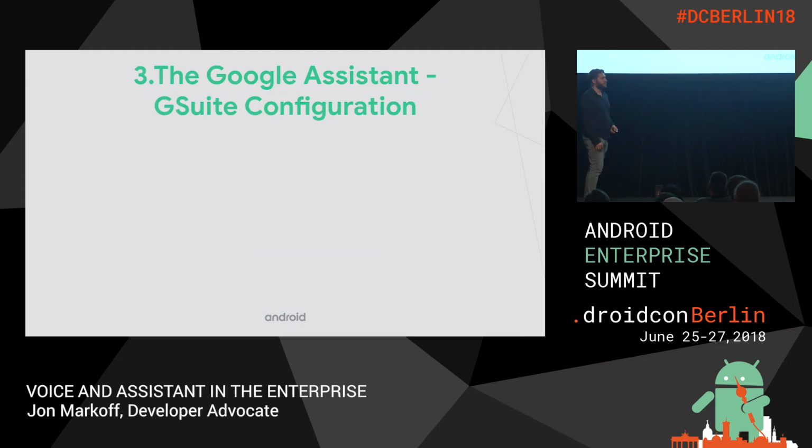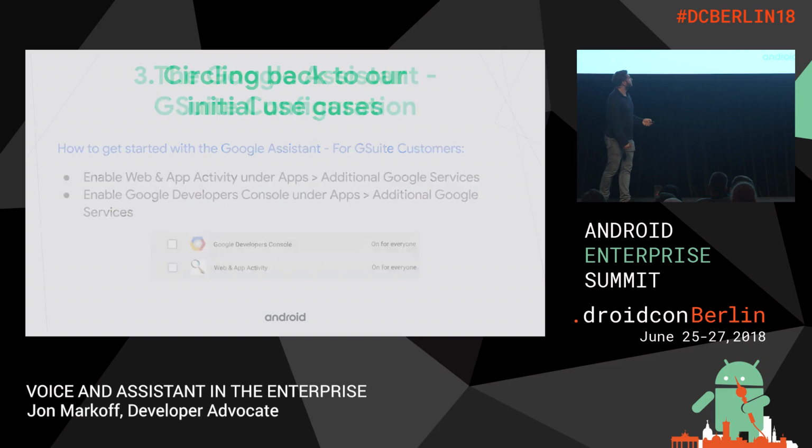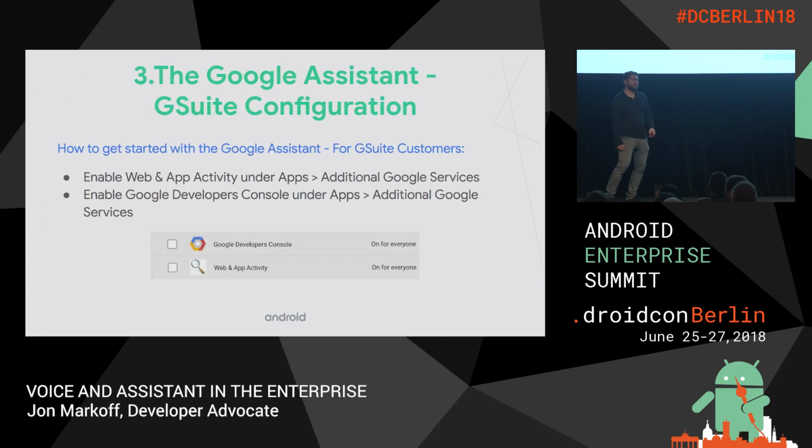So if you're a G Suite customer, this process is a little bit easier. You just have to enable two things. Both of them are the Google Developer Console and Web and App Activity. If you don't enable these, you're going to have a bunch of weird errors, and a lot of the consoles and the Google Assistant won't actually show up for your users.